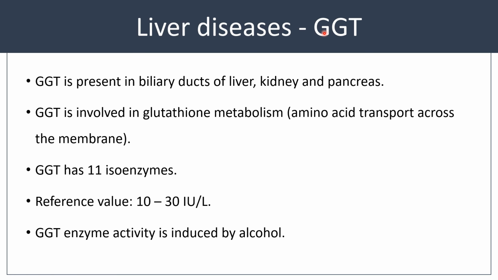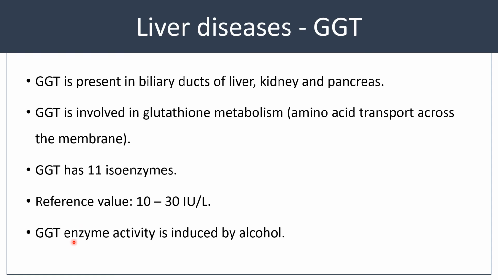Next, coming to gamma glutamyl transferase. This gamma glutamyl transferase is produced from the biliary duct of the liver, kidney and pancreas, and it is involved in glutathione metabolism. There are 11 isoforms. No need to remember the different types and where they are present, just remember there are 11 isoforms. The reference value for total GGT is 10 to 30 international units per liter.